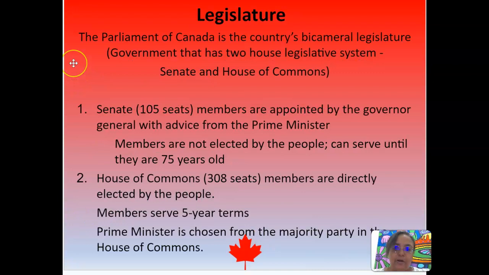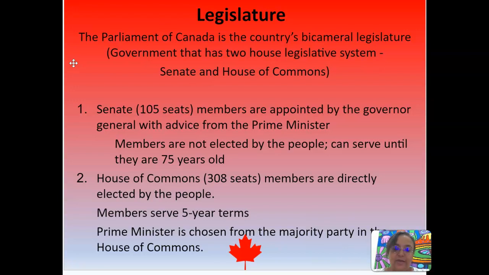The Parliament of Canada is the country's bicameral legislature, a government that has two legislative houses, the Senate and the House of Commons. The Senate has 105 seats. Members are appointed by the Governor General with advice from the Prime Minister. Members are not elected by the people. They can serve until they are 75 years old.